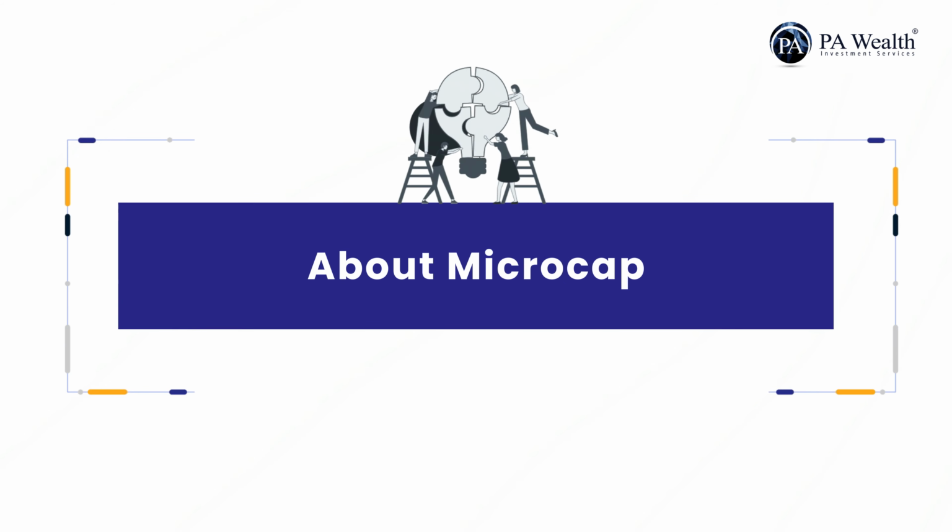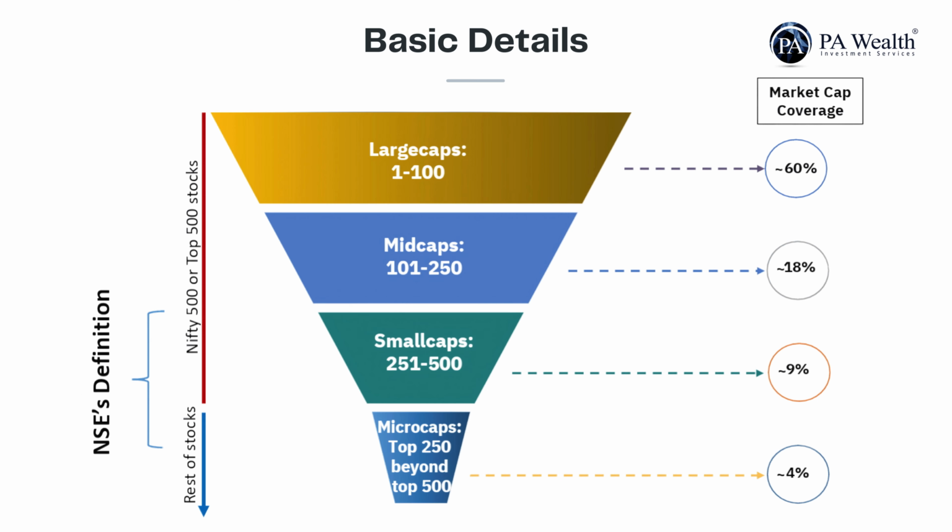Let's understand what microcaps are. The NSE classifies stocks into 4 categories, based on market capitalization. Large caps make up 60% of the market, mid caps account for 18%, small caps cover 9%, and microcaps, which include stocks beyond the top 500, represent just 4% of the market.